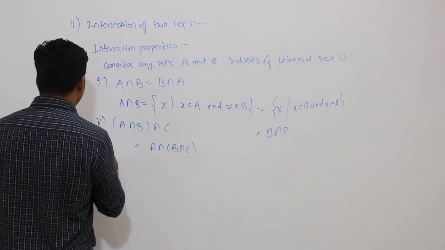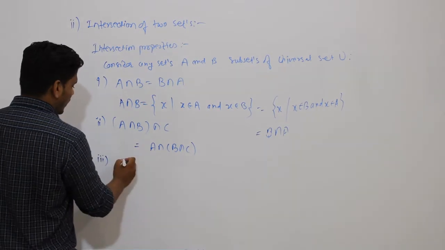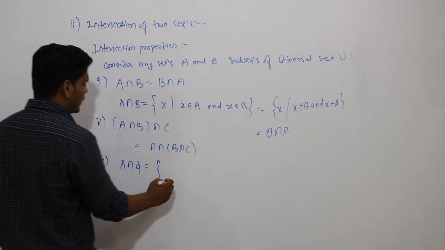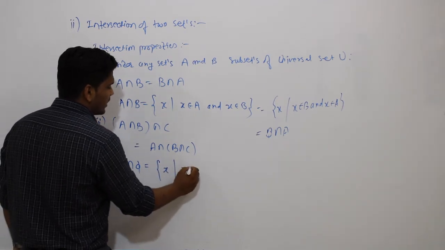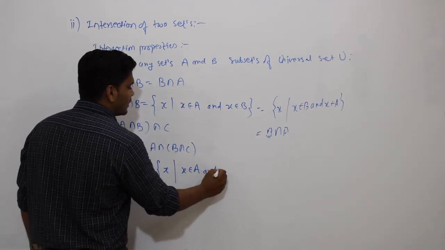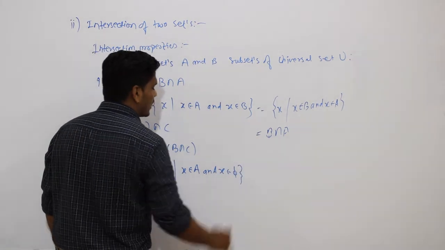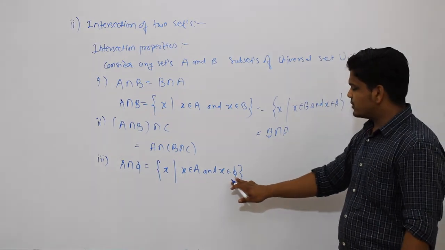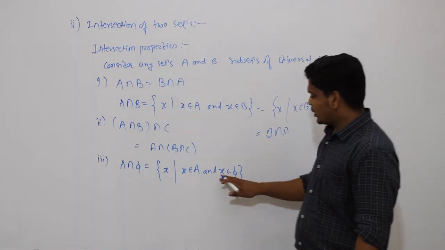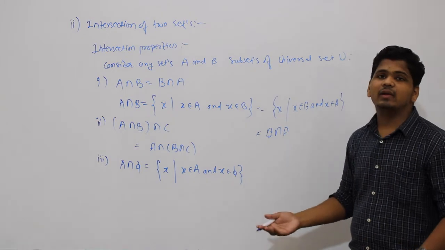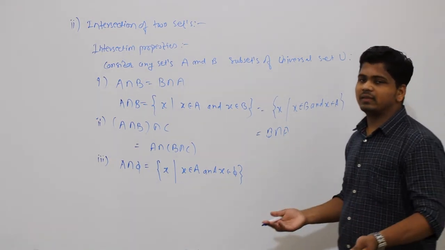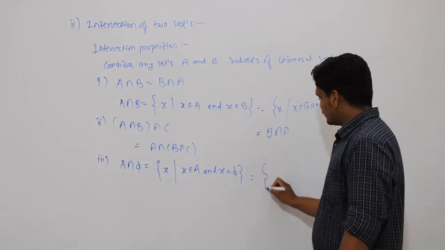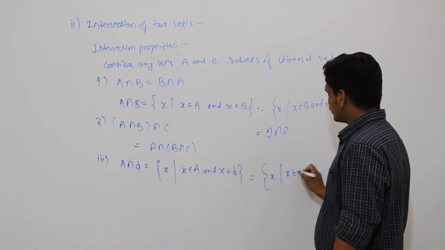Okay, third property. What will happen with A intersection phi? Can you guess? Okay, we will calculate it. X such that X belong to A and X belong to phi. Means what? We will take all those elements that are in A and that element must be in phi. Means what? You have to consider elements of phi. But there are no elements in your phi set. Means what? This will become X such that X belong to phi.